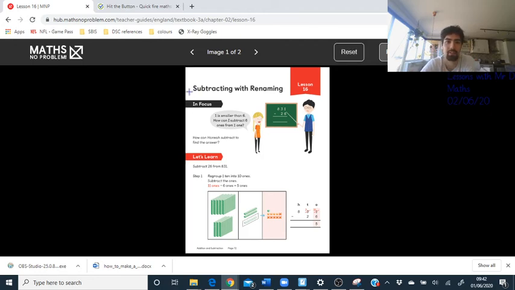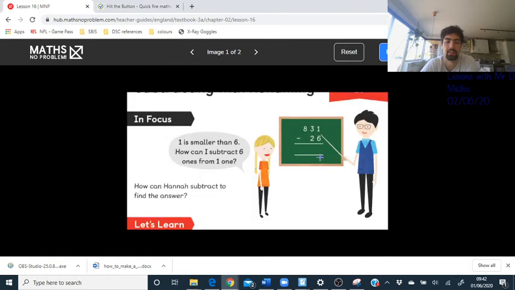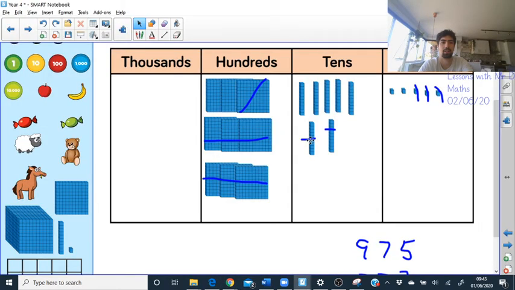Have a go at this in focus. Have a go on your own. What would you do here if it was, so here we've got 1 one. I'm trying to take away 6 ones. How do we get that done? Picture that 1 one in the ones column. How am I going to take away 6 more ones? 831, take away 26. Let's have a look.